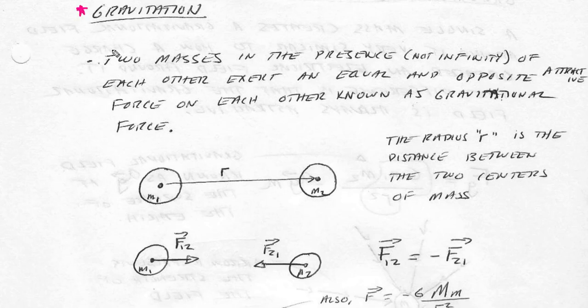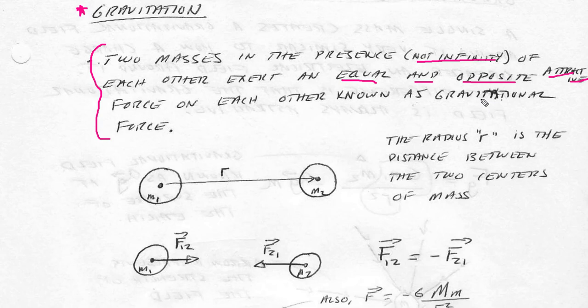Well, I'm going to start out here by defining the gravitational force, and I put a few extra words in here just to emphasize the meaning of this. So first of all, when you have two masses in the presence of each other, and I put in here not at infinity, because infinity is important when we talk about defining potential energy. But if they're not at infinity, and they're in the presence of each other, they exert an equal and opposite attractive force on each other, known as the gravitational force.